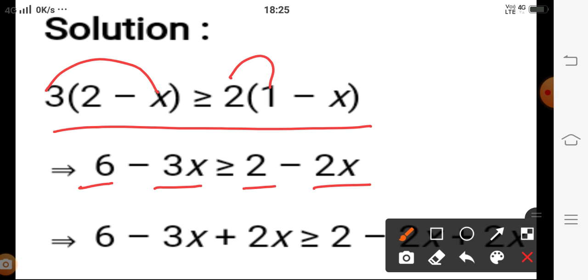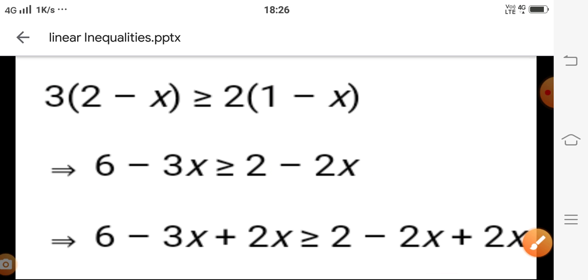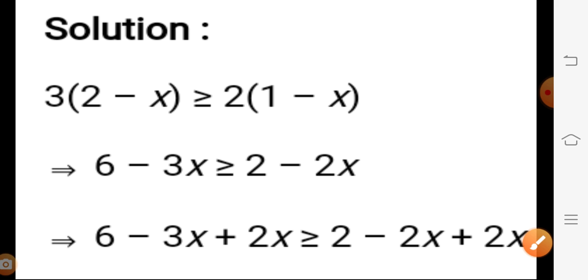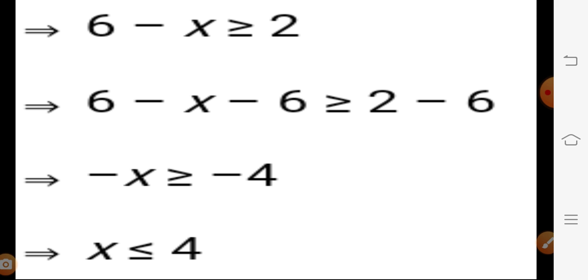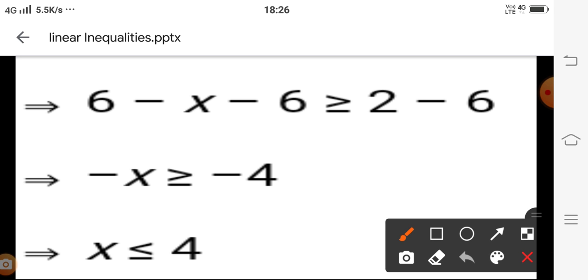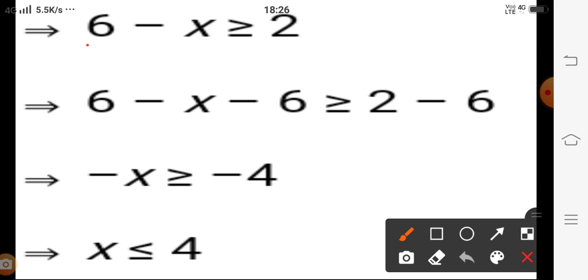Then if you want to eliminate this 2x from this side and this one is negative, it means that we have to add plus 2x on both sides. Then this we are doing here. We are adding 2x on both sides. Then on solving, 2x cancels out in the right hand side, and what we are getting is 6 minus x greater than equal to 2.